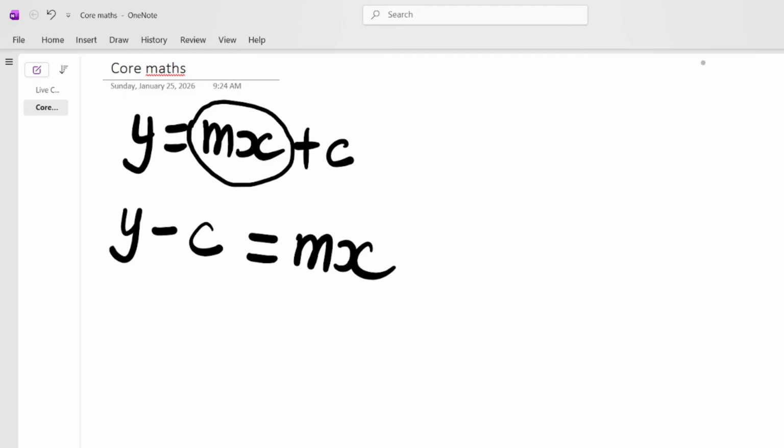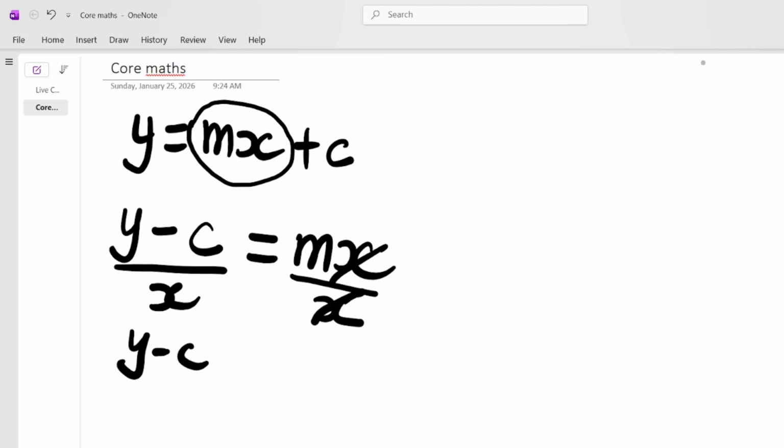After you do that, for us to make m the subject, we need to be able to cancel x here. Because x is multiplying m, we need to divide through by x. Divide both sides by x. Everything on the other side, I divide all by x, right? And this x and this x will cancel. At the end of the day, I'll have y minus c all over x equals m.